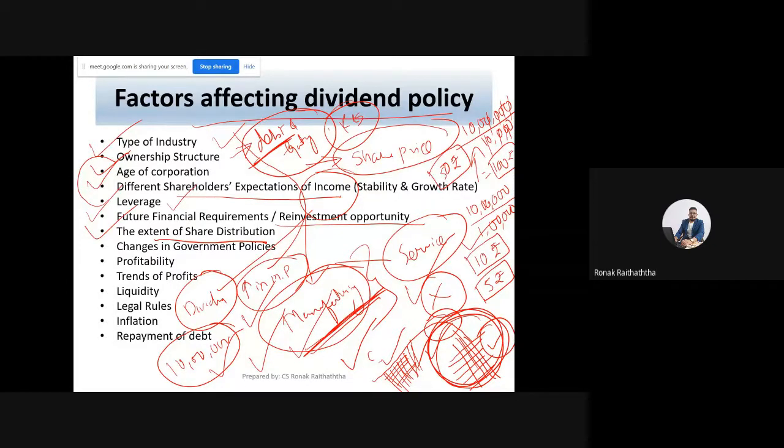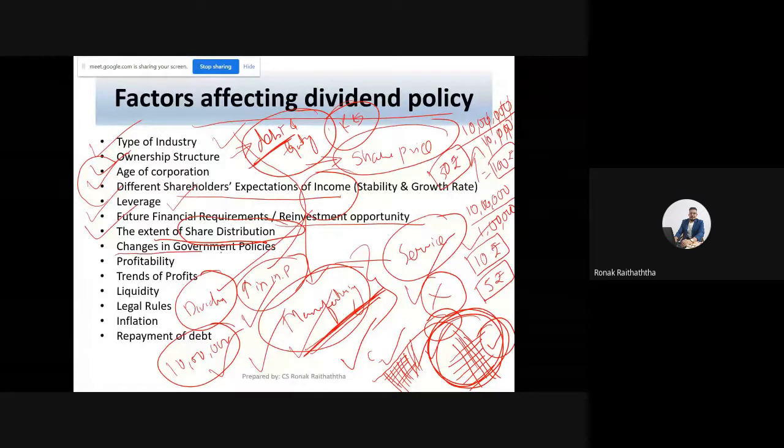So how many shares of the company are floating in the market? That also decides the quantum of dividend. If there are too many shares floating in the market, then the per share dividend will be less. But if there are fewer shares floating in the market, then the per share dividend amount may be very high. So the extent of share distribution will also affect the magnitude of your dividend.